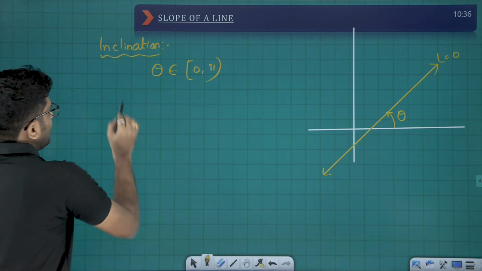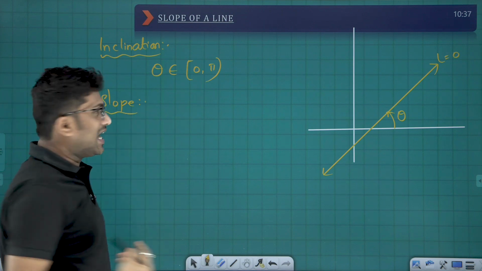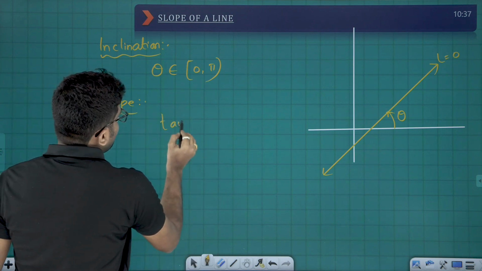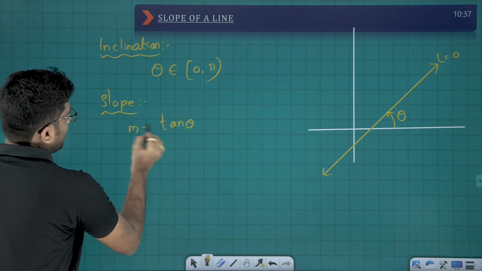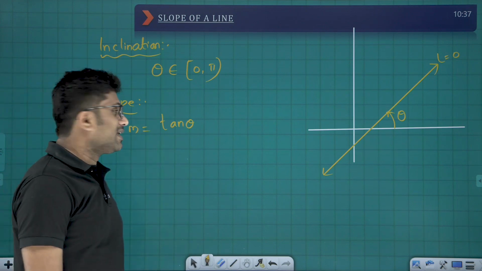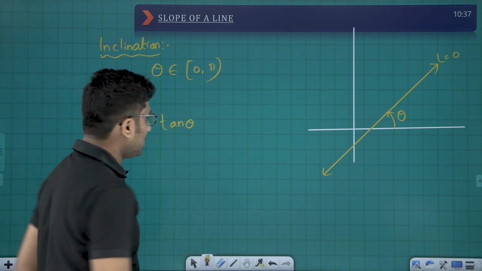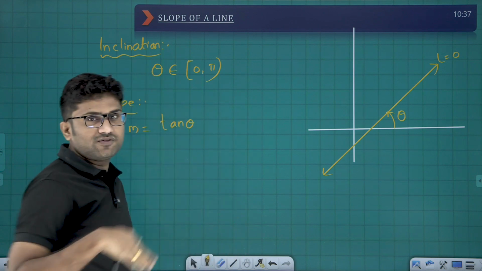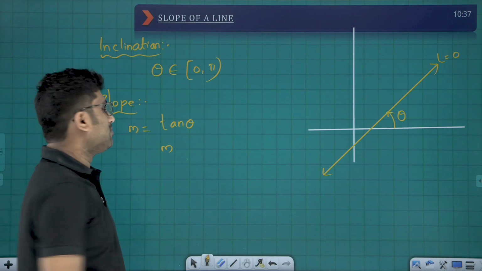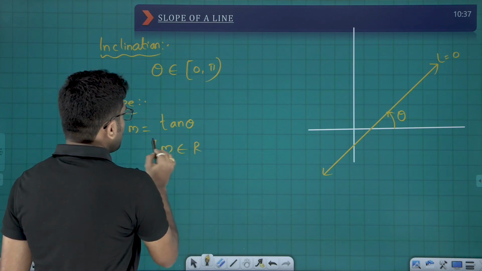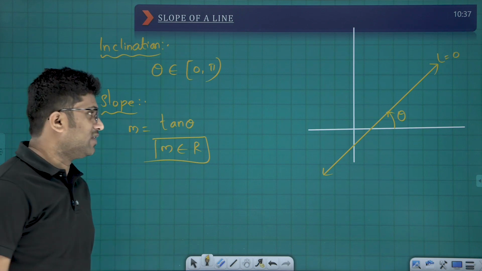Now if inclination is theta, then slope means tangent of inclination. So tan theta is said to be the slope of the given line, and generally we denote slope as letter m, small m. So m is equals to tan theta, and you know the range of tan theta is always from minus infinity to plus infinity. So m can be positive, m can be negative, m can be 0, m anything. m belongs to set of real numbers. Clear? So this is what we say slope of the given line.